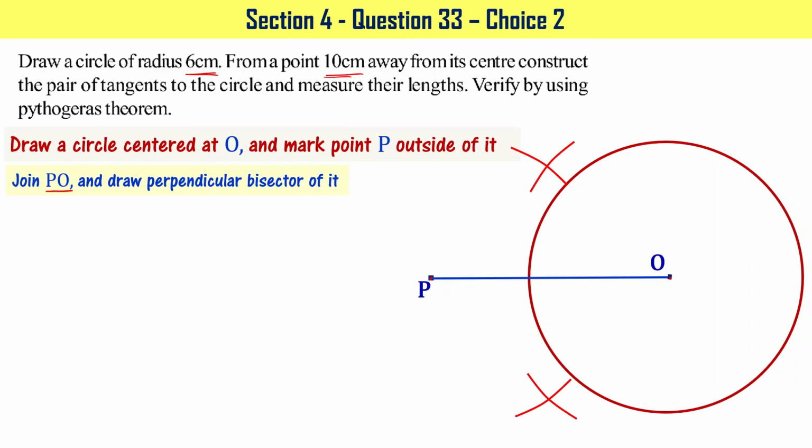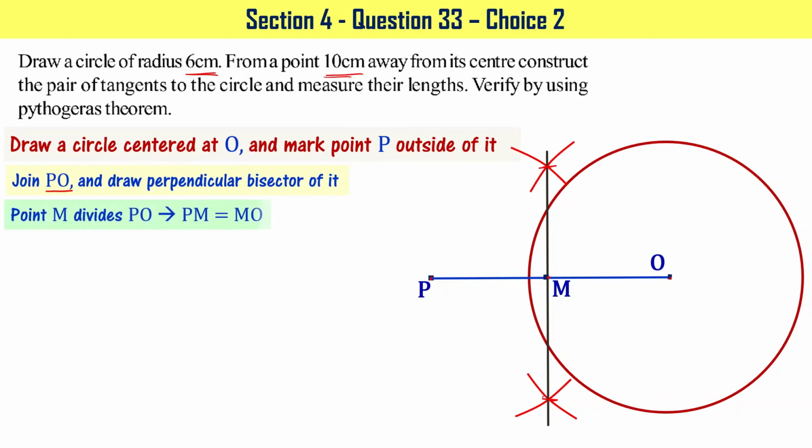These pairs of arcs are intersecting, cutting each other at these points. Now let me draw a line passing through these two points. As you see here, it is dividing line OP into two equal parts. Let's write that. Point M divides line PO into two equal parts such that PM equals MO.